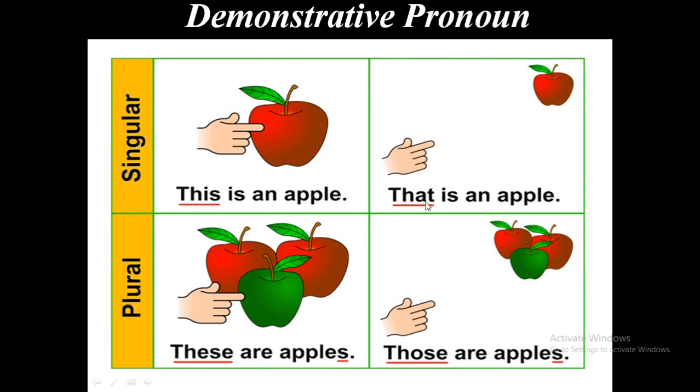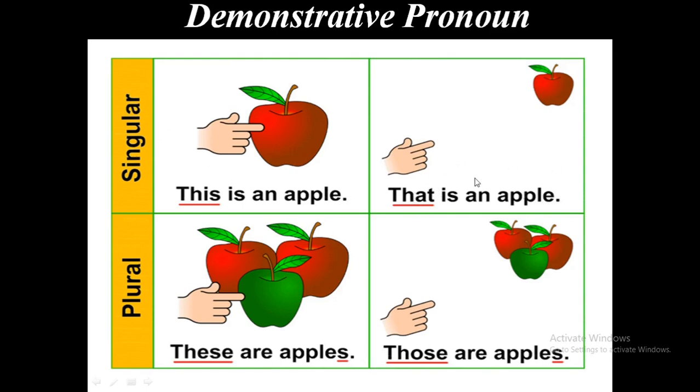So the word "that" is going to refer to the thing which is in the distance. Far away objects are going to be demonstrated with the word "that". So that is an apple. Here, you can see the distance between hand and apple. Here you can touch it, but there you cannot touch it. It is somewhat far away. So that is an apple. Here "that" is also another word which is going to refer to apple.